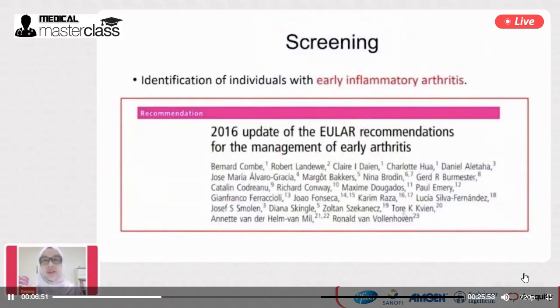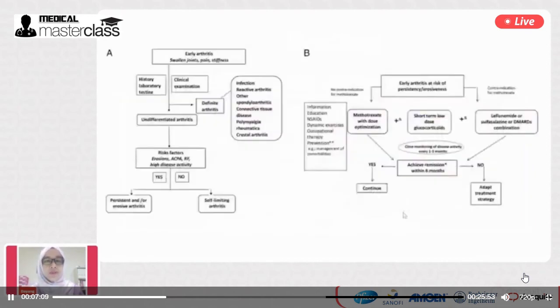So can we do screening in early inflammatory arthritis? Yes, in 2016, EULAR came up with a recommendation in the management of early arthritis. They actually talk about screening in this recommendation. I will talk briefly on this recommendation in this slide.